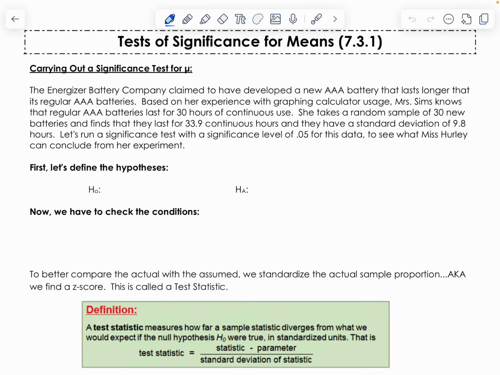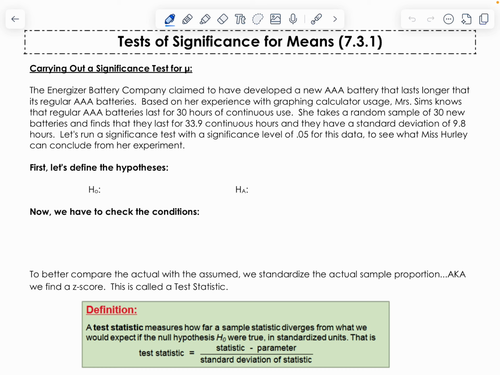Okay, hi guys. Today we are moving on to tests of significance for means. Like confidence intervals, means are much easier with tests of significance. I guess we just saved the easier one for last. So let's just jump right in.